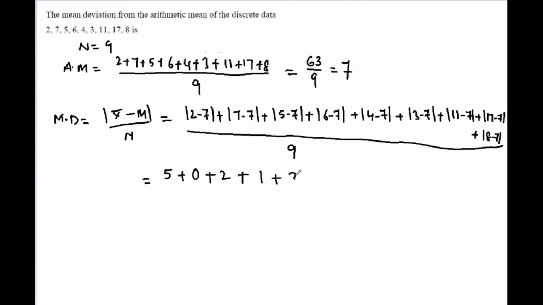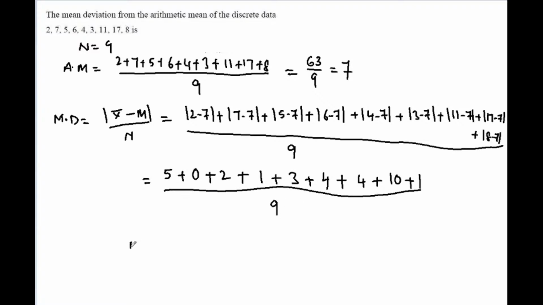4 minus 7, 3. 3 minus 7, 4. 11 minus 7, that is 4. 17 minus 7, 10 plus 1 by 9. Therefore, mean deviation M is equal to 5 plus 2, 7 plus 1, 8 plus 3, 11. 11 plus 4, 15. 15 plus 4, 19. 19 plus 10, 29 plus 1, 30. 30 by 9. This is 3 times, 10 times, that is equal to 10 by 3. That is equal to mean deviation is equal to 3.33. That is the answer.